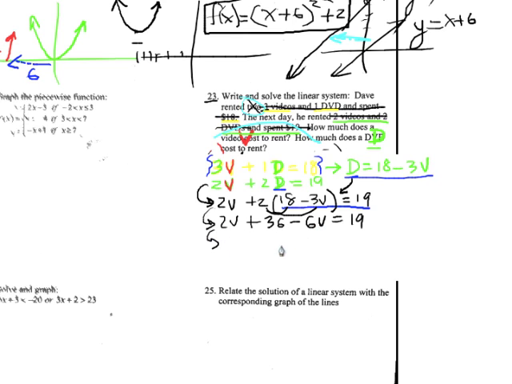2V minus 6V is negative 4V, and that's equal to, now we need to subtract 36, so what's negative 36 plus 19? Well, that is negative 17. Dividing both sides by negative 4, we get the price of the video is equal to 17/4. Now, 17 quarters, right? If we had 17 quarters, how much money would that be? Well, 16 quarters is going to be $4.